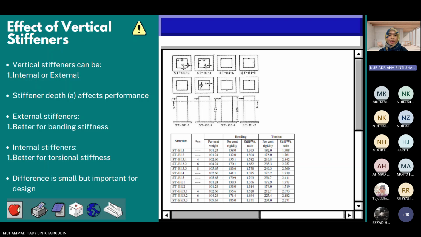Okay, this slide is about the effect of vertical stiffeners. These stiffeners can be placed either inside or outside the structure, and their depth is changed to study the effect. From the results, we can see the external stiffeners are better for bending, while internal ones are slightly better for torsion. Even though the difference is small, it still matters when designing for specific loading conditions.